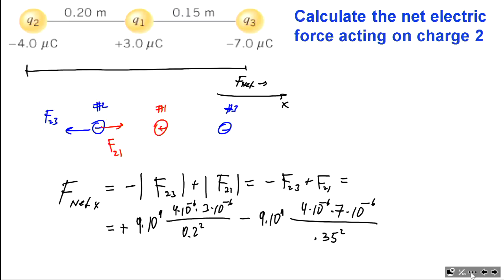So force between 2 and 3 acting on 2, repulsion to the left. From 1, attraction to the right. 1 and 2 to the right is positive, 2 and 3 to the left is negative. Well, now we just have to finish the calculation, wherever it is going to be the answer. If the answer is positive, net force points to the right. But if the answer turns out to be negative, that means the actual direction of the net force is to the left. That's it. This is math.